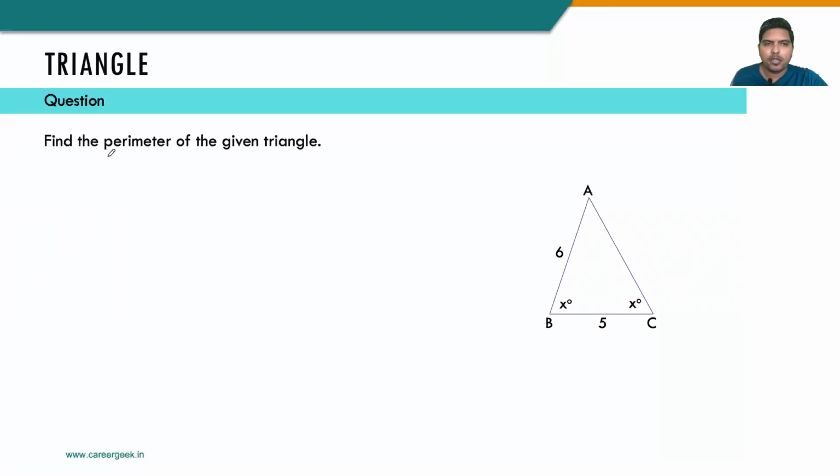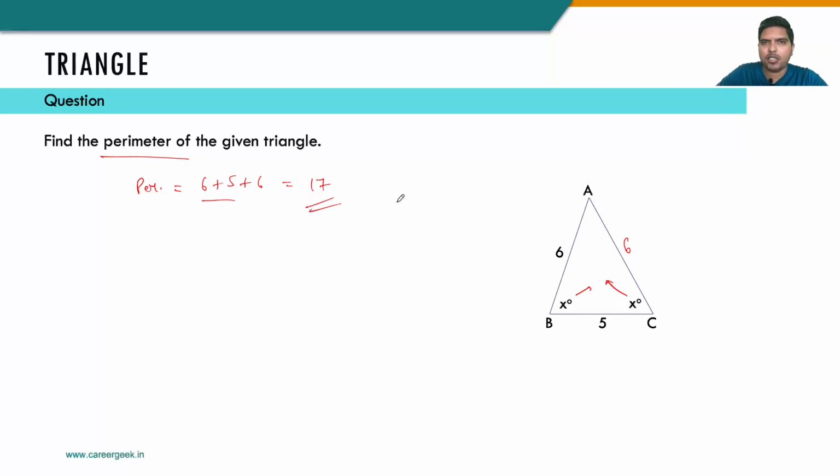Find the perimeter. So what is perimeter? Perimeter is the sum of all sides of a figure basically. Now again, if you see two angles are equal, that means the sides opposite to them are also equal. So that means the side opposite to x degrees is 6. Automatically this will also be 6. Okay, so the perimeter becomes 6 plus 5 plus 6, which is 11 plus 6 or 17 units.